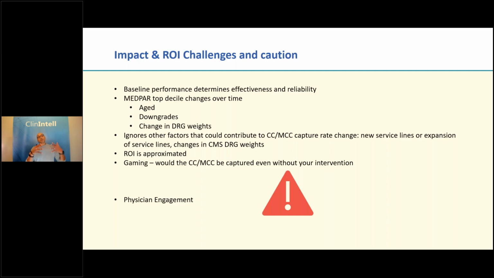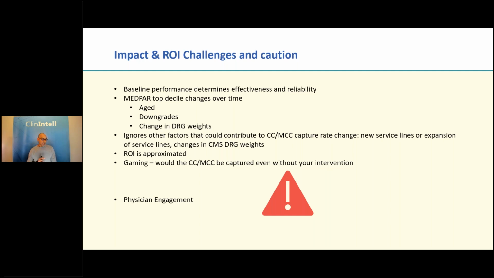If you're introducing a brand new program, yes, this probably works decently, not great, but decently. But as soon as you go into a high performing organization, this goes out the window. It becomes very, very unreliable. And the usual cautionary measures apply here too. We can make sure that you're not ignoring other factors. Remember, I said capture rates can be influenced by several variables.